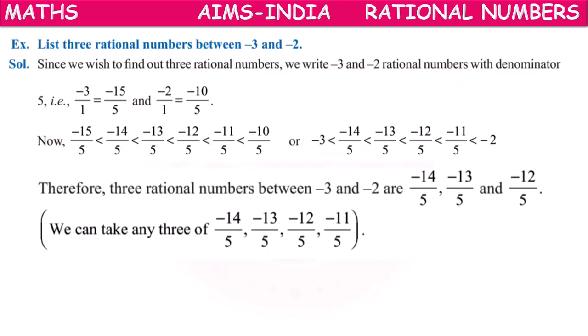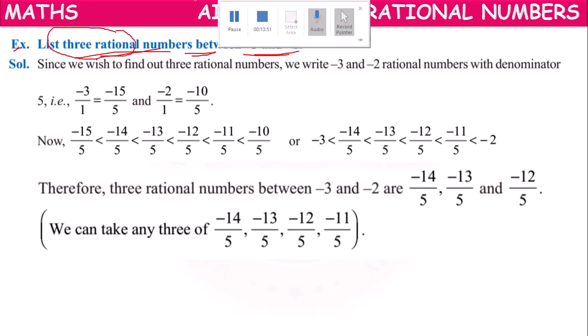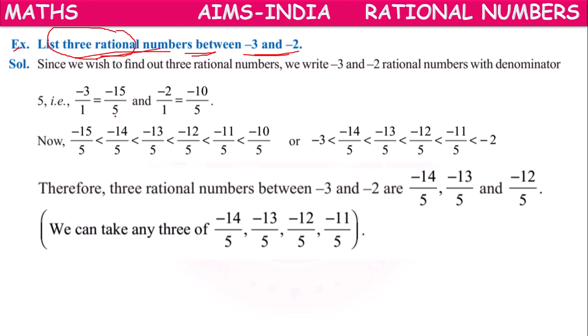Next challenge. Example: list three rational numbers between minus 3 and minus 2. There may be unlimited rational numbers, children, but in the question they are asking only three rational numbers. So we have to find only three, between minus 3 and minus 2.